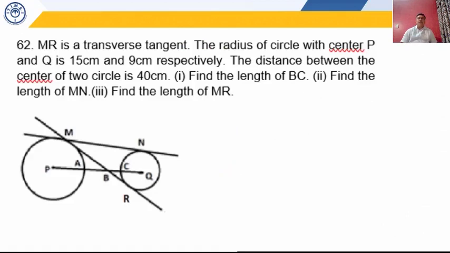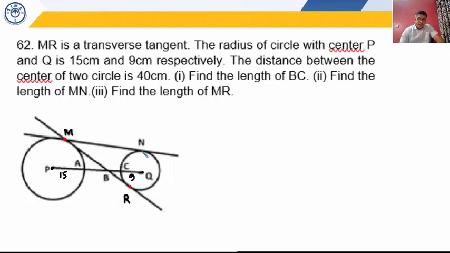Now come to the application of the theory we discussed a little while ago. MR is a transverse tangent. This is M, this is R. The centers of the circles are P and Q. The radii are 15 and 9. Find the length of BC and find the length of MN.